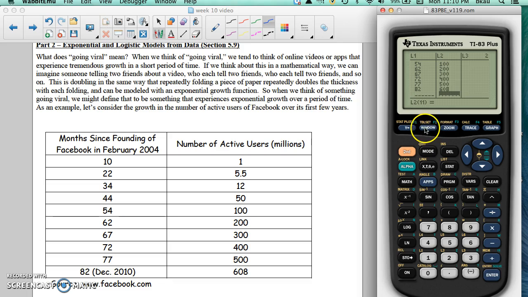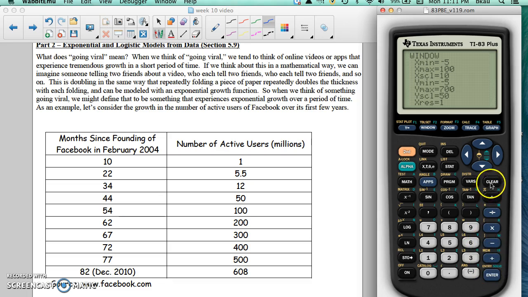Now we're going to have to reset our window. This window has been reset to the standard viewing rectangle. We started out at 10 and we went to 82, so I'm going to put -5 in there so we can be a little lower than 10, and go up to 100, going by 5s. On the y-axis we have 1 to 608, so we're going to go -5 here also, and up to maybe a little bit higher, 700. We'll go by 50s there, and by 10s up here.